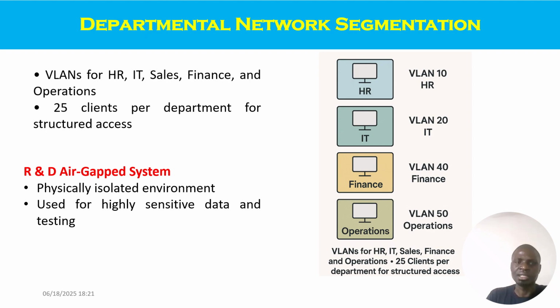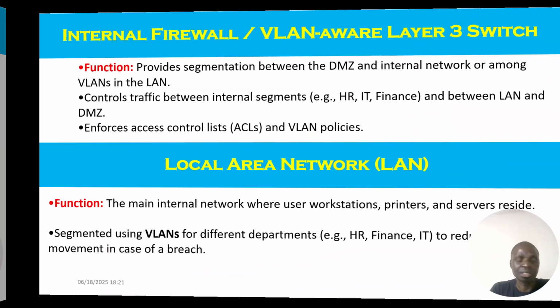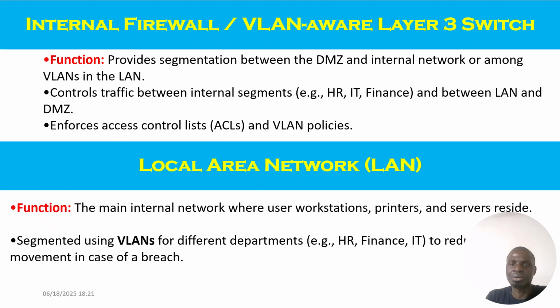What is the R&D air-gapped system? It is a physically isolated environment that is used for highly sensitive data and testing, as seen in the diagram. So what is the internal firewall or VLAN-aware layer 3 switch? Their function is to provide segmentation between the DMZ and internal network, or among VLANs and the LAN, and therefore they control traffic between the internal segments, like all the departments, and between LAN and DMZ, and thus enforce access control lists and VLAN policies.